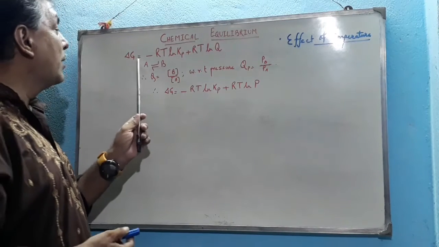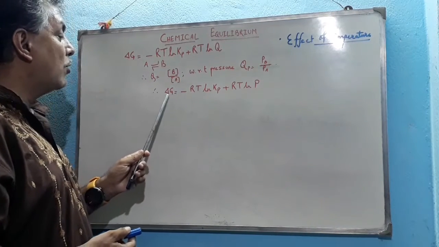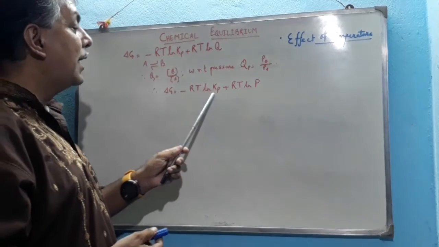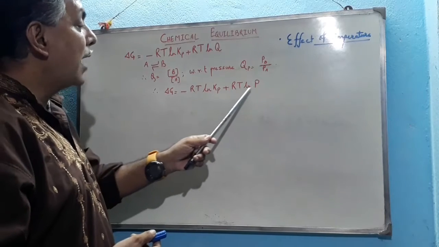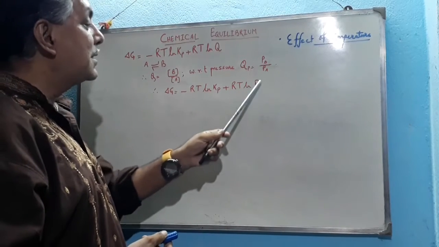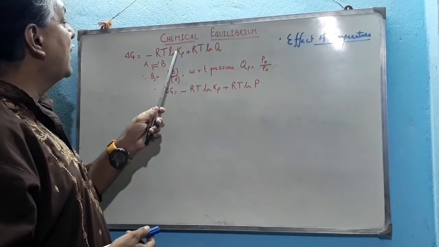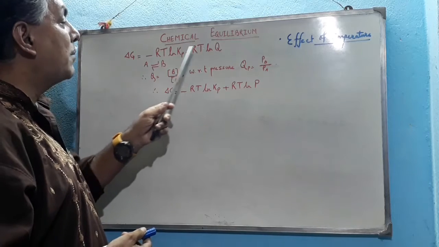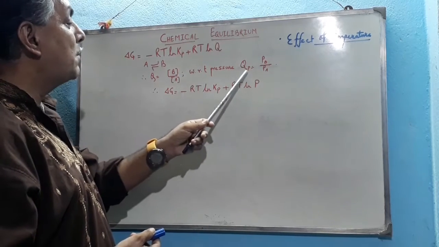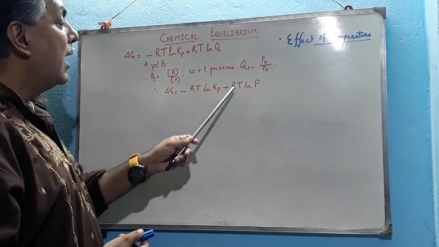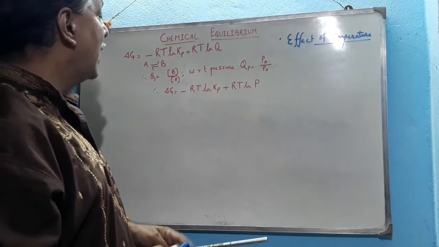Therefore, in the case of a gaseous state, this equation converts to del G equals minus RT ln Kp plus RT ln P, because it is expressed in pressure. We can express this as Kc or Kp, whatever it may be, but when Q is expressed in partial pressure, then we have to write Kp and write RT ln P here.